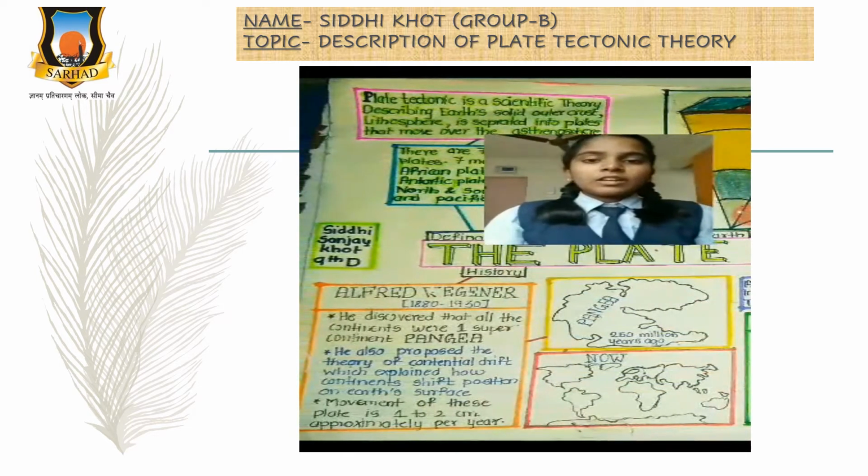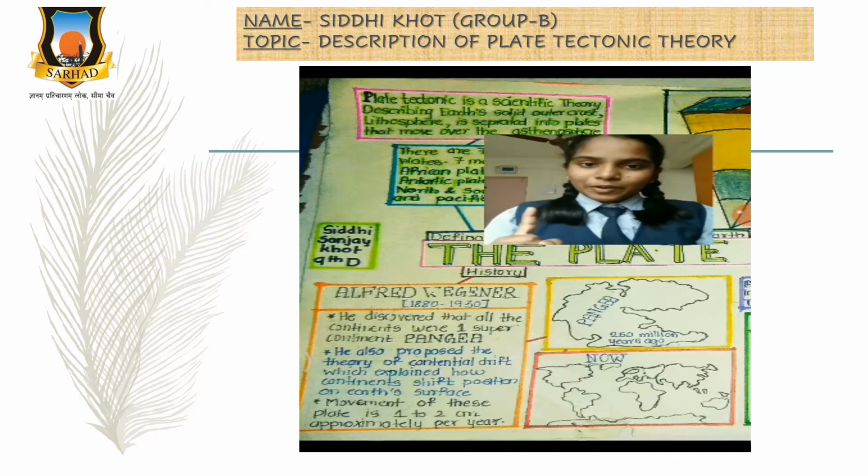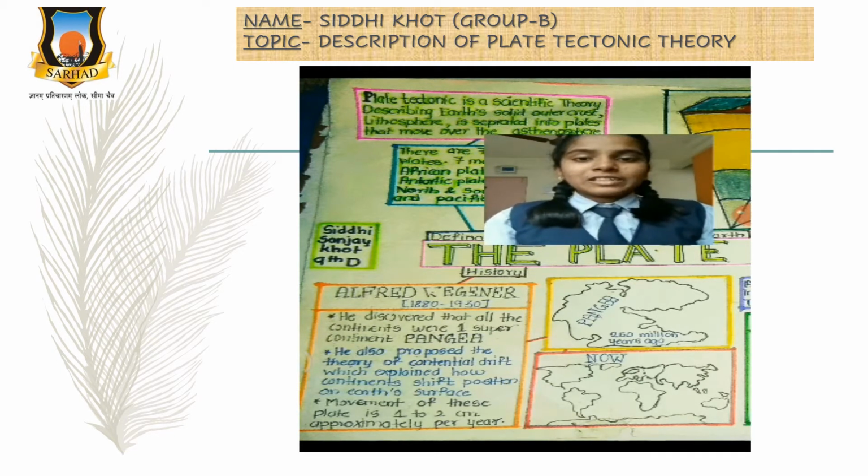Now you are seeing the name of one scientist, Alfred Wegener. Alfred Wegener is the scientist who discovered the theory of plate tectonics. He discovered that the continents were once one supercontinent known as Pangaea. Here you can see the diagram of the world map. This is our Earth now, but before this, all of it was one supercontinent, Pangaea, about 250 million years ago.